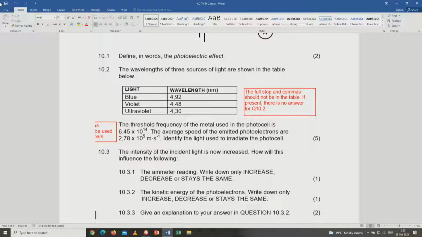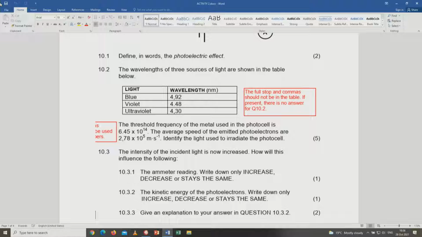Very, very important question, this one. 10.3. They say the intensity of the incident light is now increased. They are increasing the intensity of the light. How will this influence the following? 10.3.1.